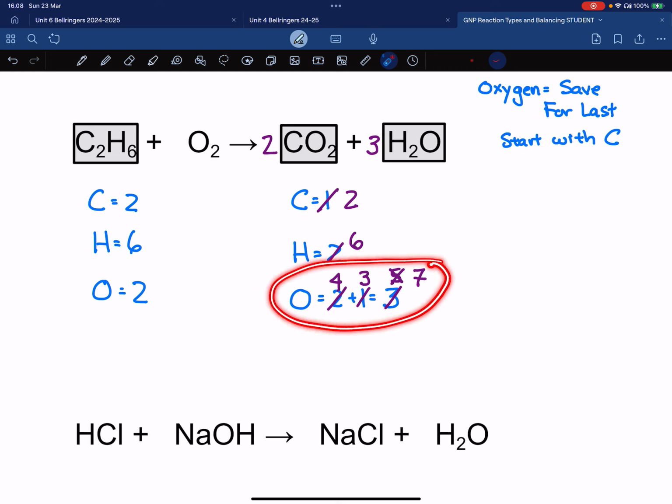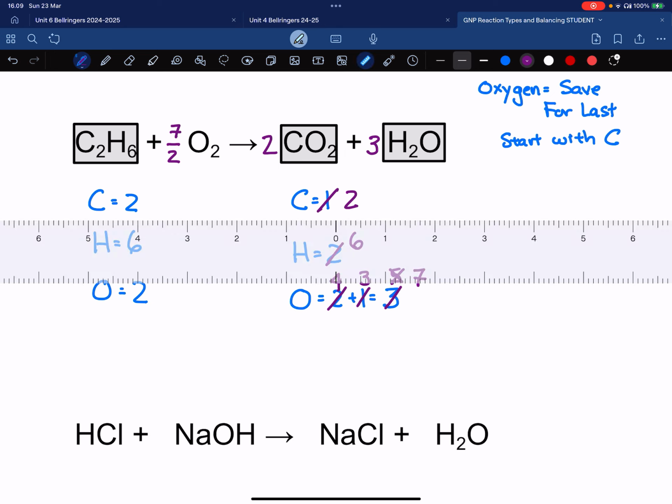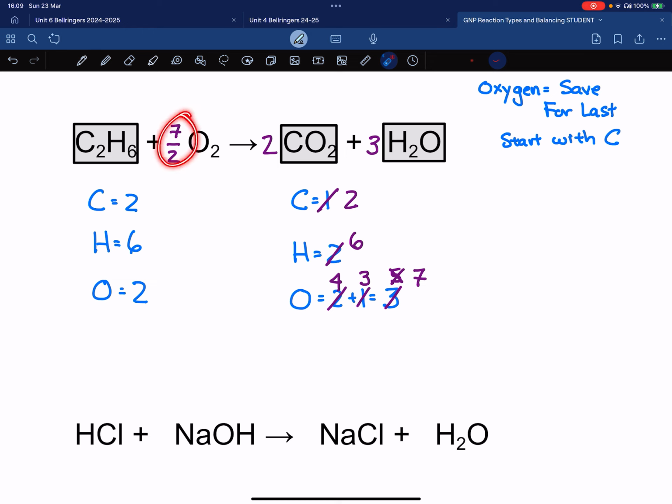This is 7, this is 2. There is nothing that I can do to cause 2 to be 7. I can't multiply 2 by any whole number that makes it into 7. So I can do one of 2 things. I can do what we do in the rest of chemistry, and I can put a 7 halves in front of that. In other words, 7 halves or 3.5 oxygen molecules will make that equal.